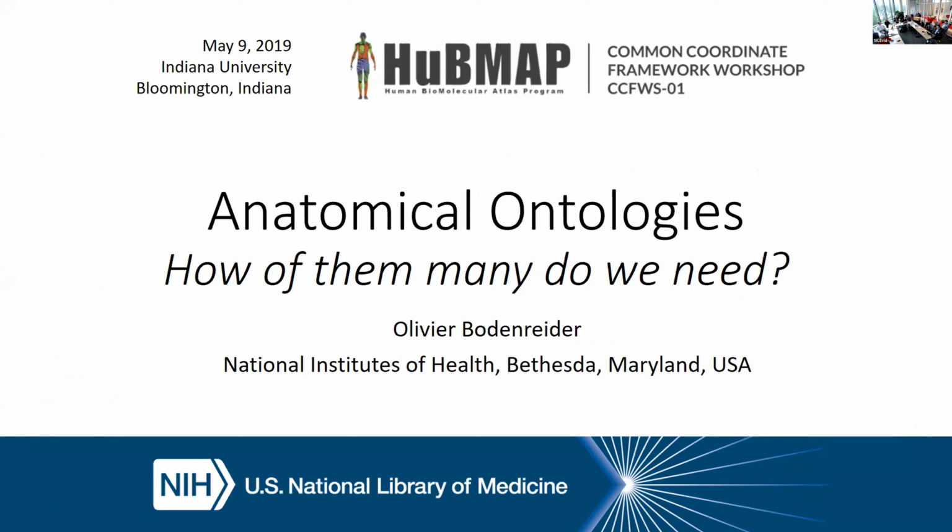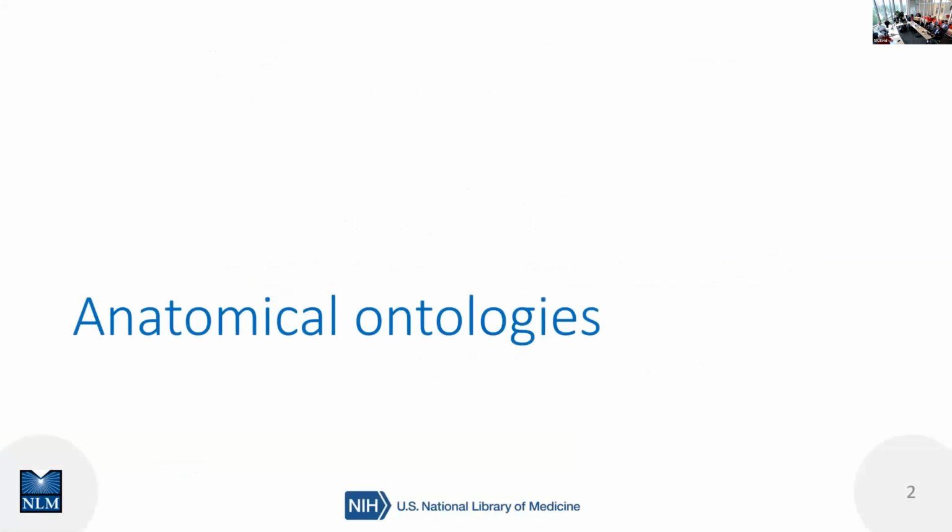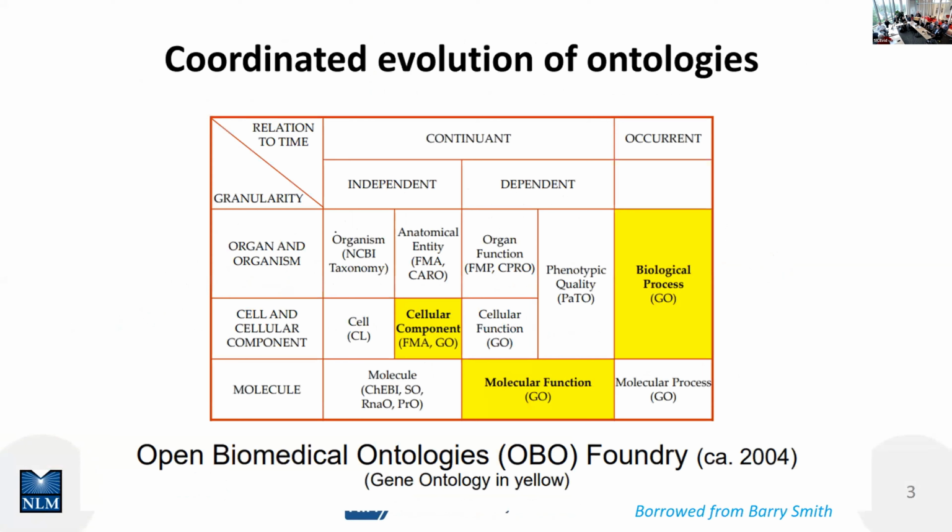Okay, so I should be able to go through this quickly. The title is Anatomical Ontologies, and how many of them do we need? There's some irony here, not to say cynicism, but we've alluded to a lot of these things this morning, so I should be able to go through this very quickly, and I will maybe just point out a few elements.